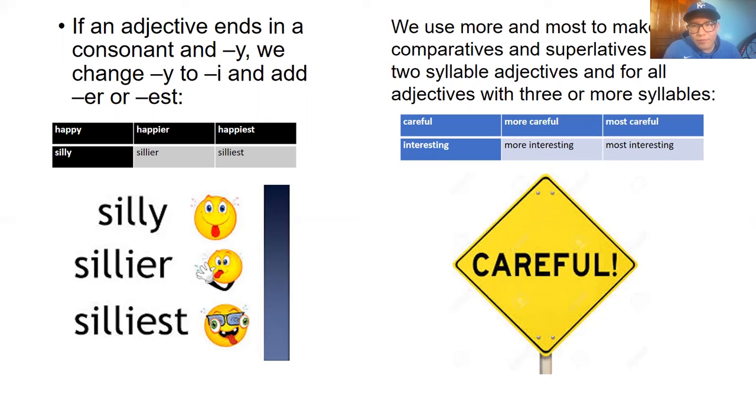We use more and most to make comparatives and superlatives for most two-syllable adjectives, and for all adjectives with three or more syllables. So here we have careful. We just choose more careful or most careful depending on our sentence. Another one is interesting, which has more than three syllables. So we use more interesting or most interesting.